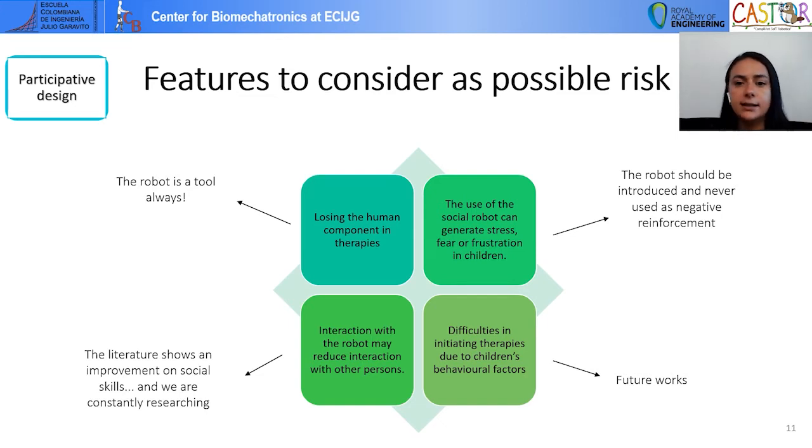The second one is that the use of the social robot can generate stress, fear, or frustration in children. We saw in the first steps, when we put some commercial robots like Ono and Now in the clinic, that sometimes when the robot moves and the child hasn't been introduced to the robot, the child can be afraid of it. So we make sure that the robot is always introduced. The therapist says to the child, this is a robot, it's going to move and talk, but it's a machine, it's like a toy. We introduce them to this technology, and we have seen that this reduces the stress, fear, and frustration.